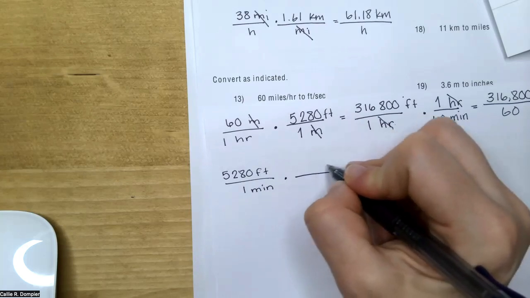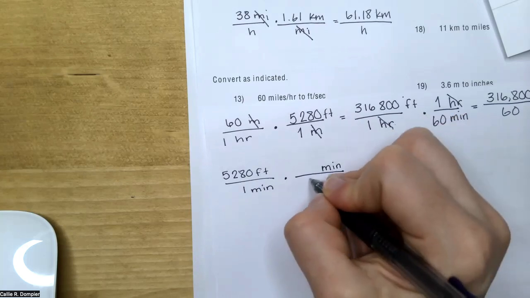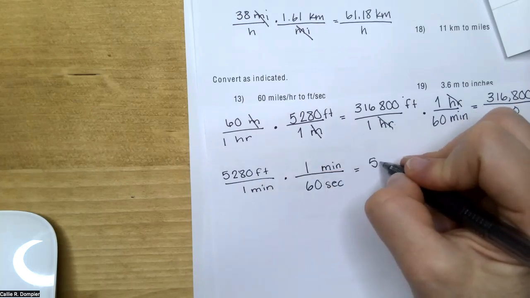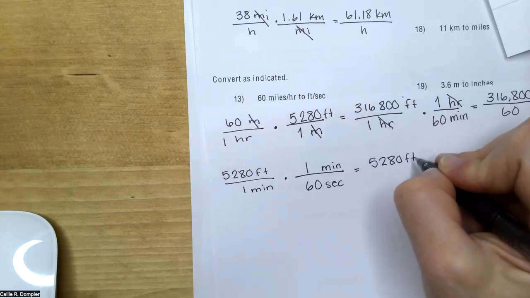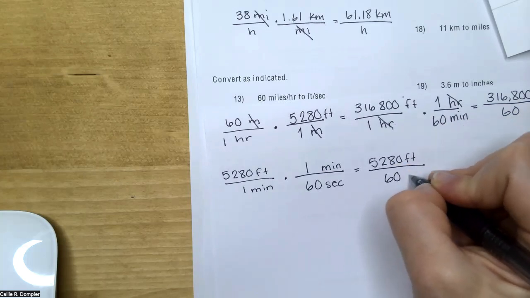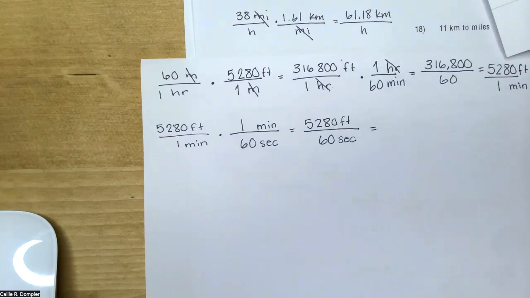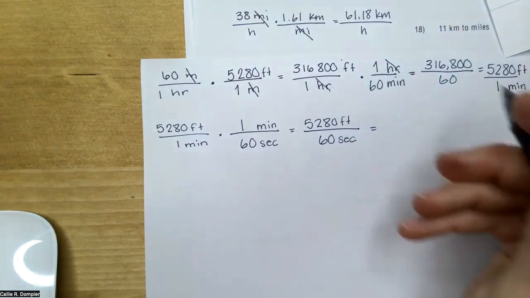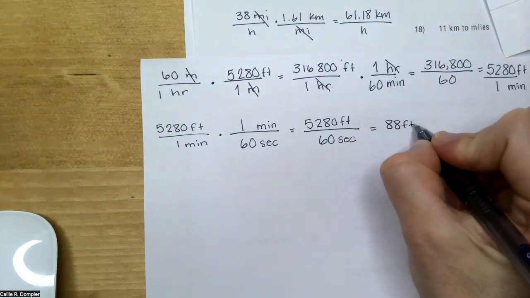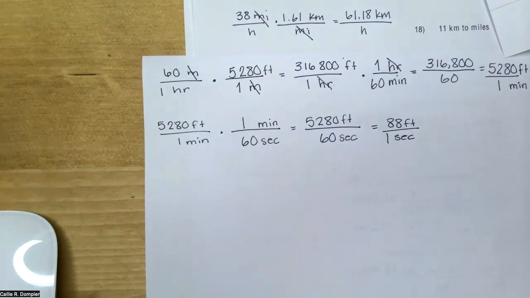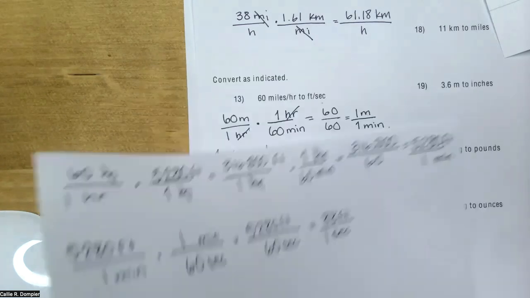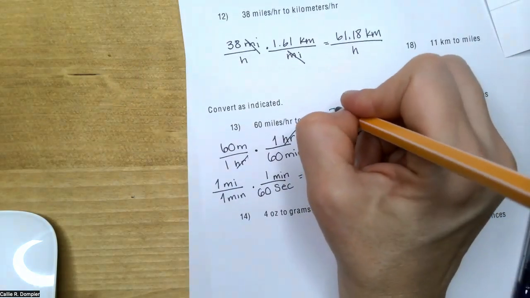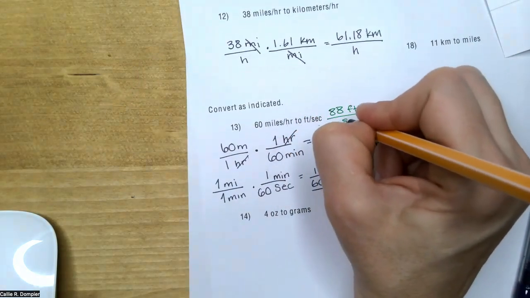So times, minutes are on the bottom, so I'm going to put minutes on the top over here. 1 minute is 60 seconds. So now I'm going to multiply it again, 5,280 feet in 60 seconds. Simplify that to 88 feet in 1 second. Good. Okay. So our final answer here is 88 feet per second.